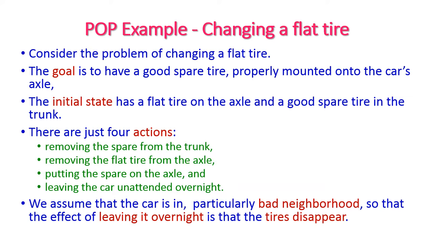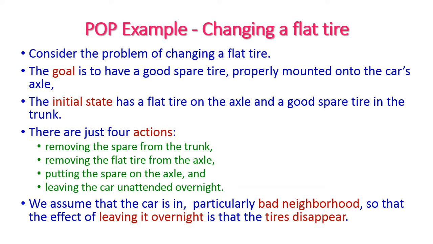This is the initial state, and here they give four actions. First one is removing the spare from the trunk, second one is removing the flat tire from the axle, third one is putting the spare tire on the axle, and the last one is leaving the car unattended overnight. I don't know why they give this particular action, and for that they gave an explanation also.